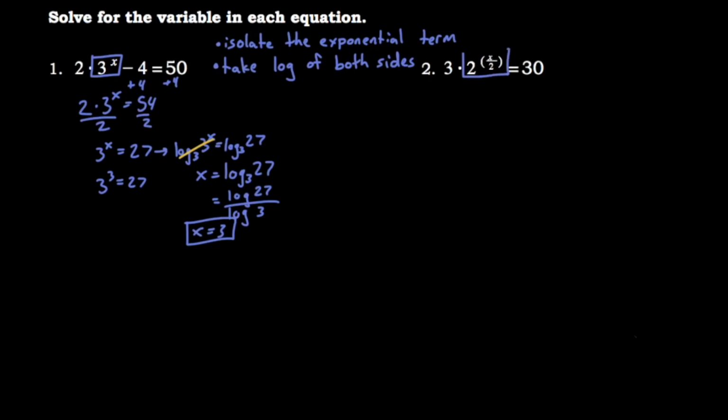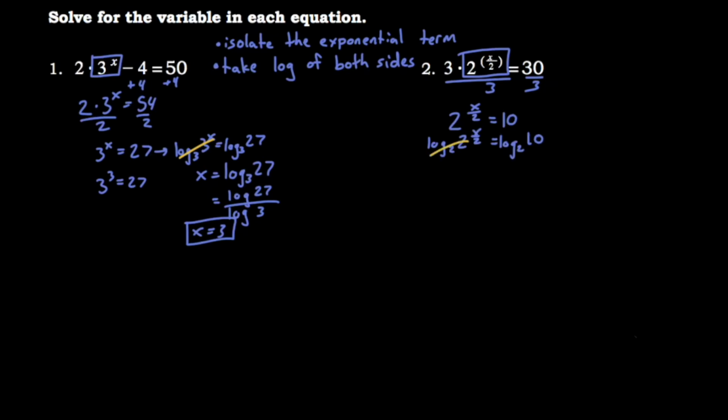In number 2, I'm trying to isolate the 2 to the x over 2 power. So the first thing I'll do is divide both sides by 3. And now I have 2 to the x over 2 power equals 10. Now this one I can't do in my head because 2 to some easy power is not 10. So I'm going to have to take the log base 2 of both sides.